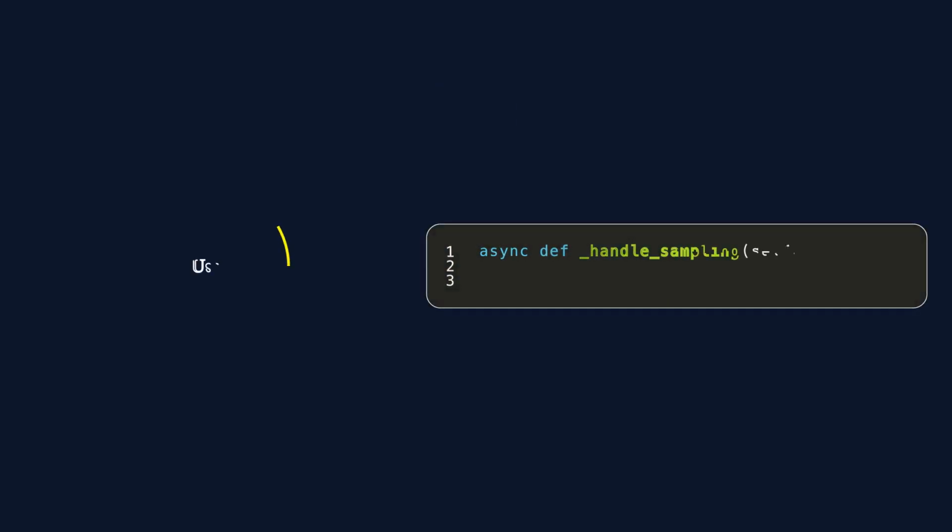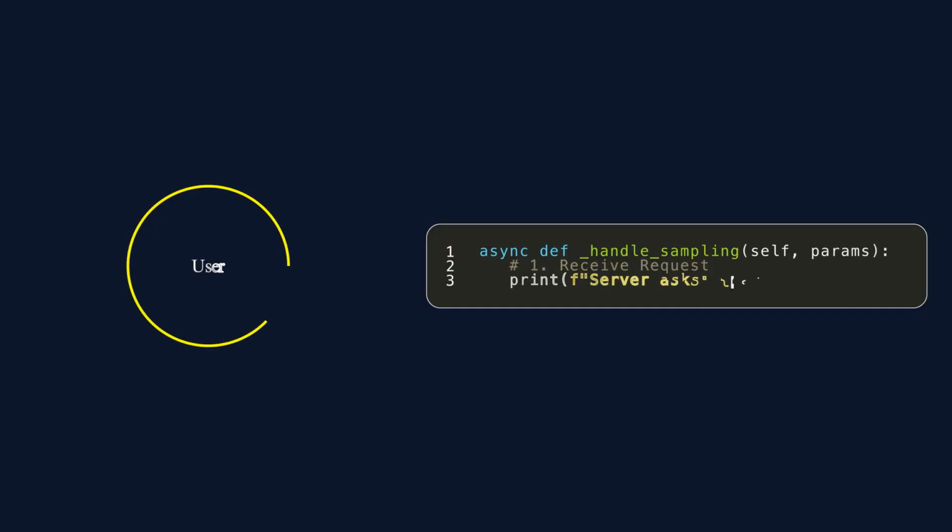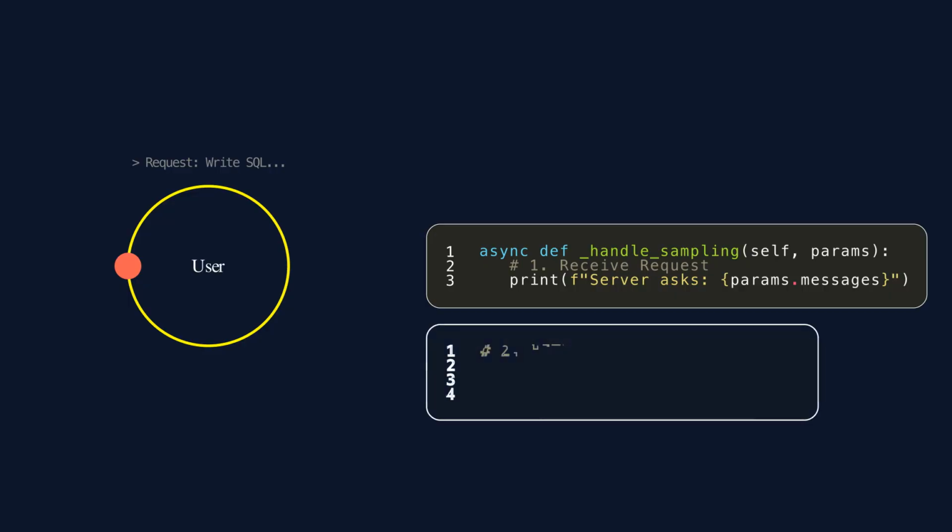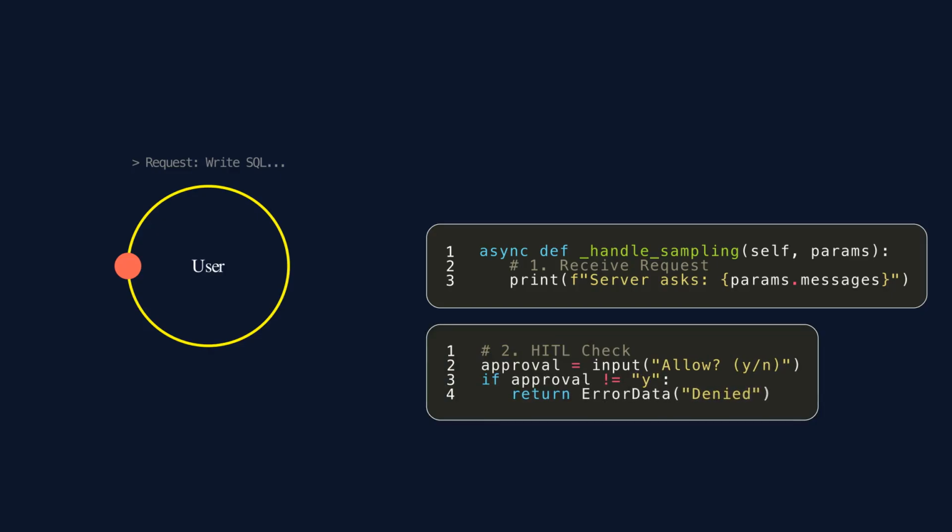Now, let's talk about the most powerful and dangerous capability: sampling. Usually, a client asks a server for tools. But in sampling, the server turns around and asks the client for help. It says, "I need to use your large language model to process this data." Here is the workflow. The server sends a sampling create message request. It travels to the client. But, and this is critical, it should not go straight to the LLM.